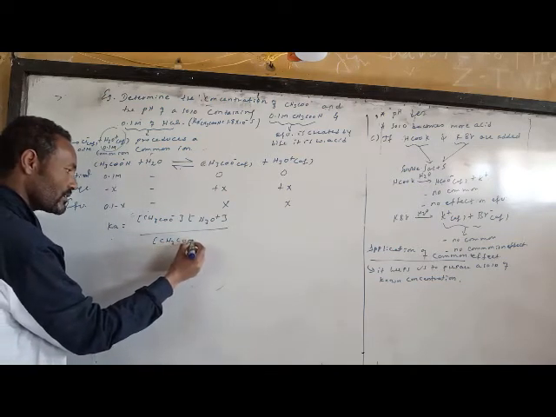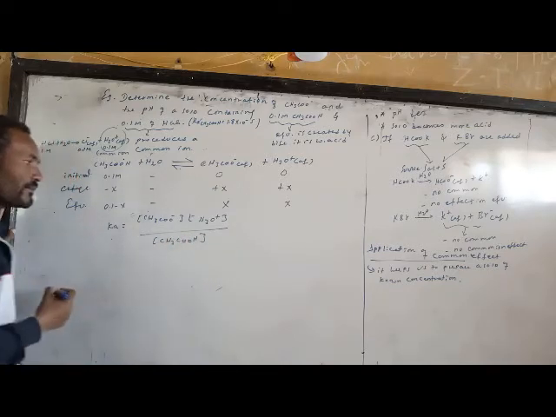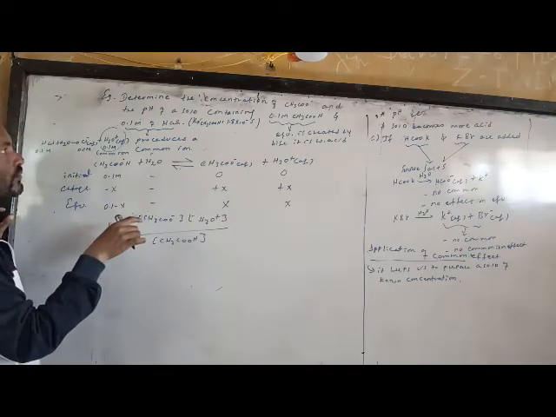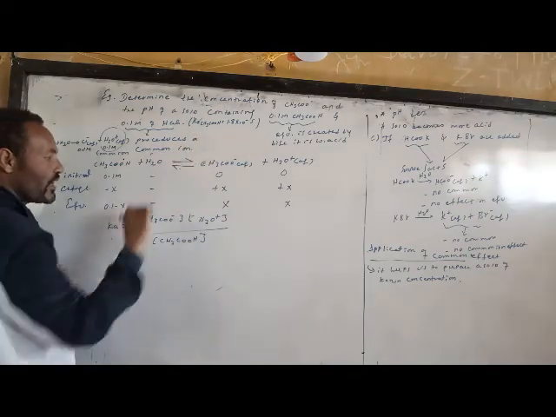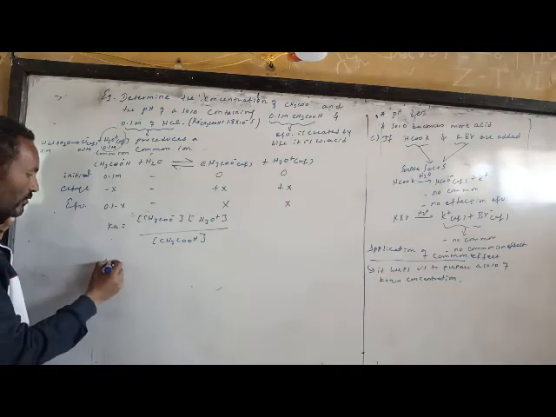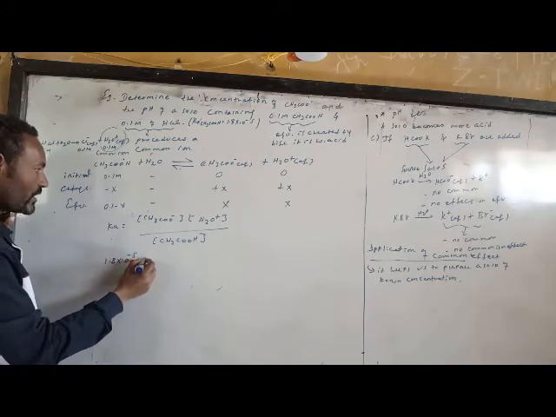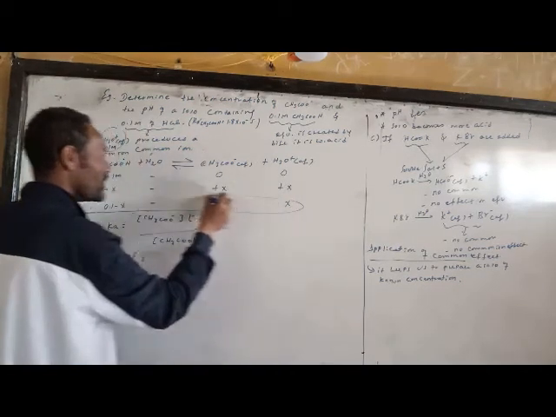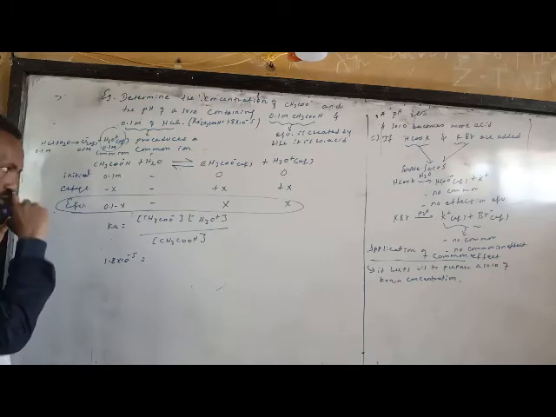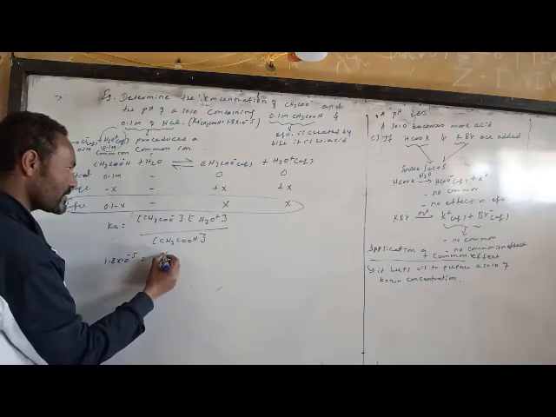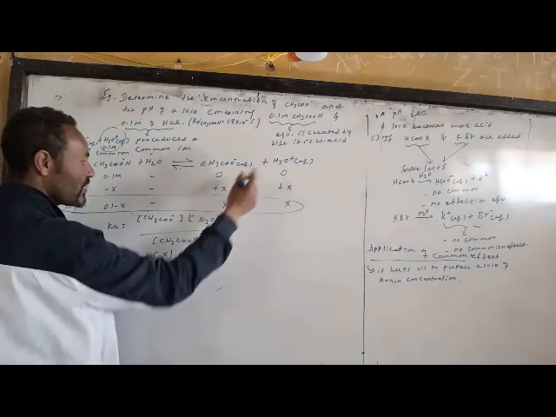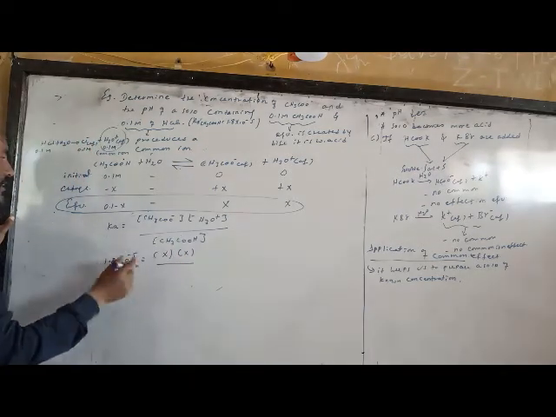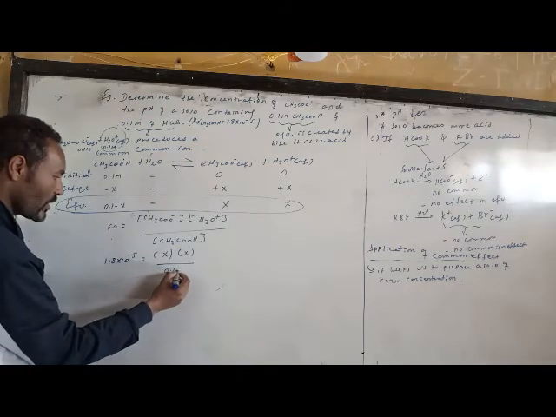So the concentration of acetic acid here. So this is the Ka expression of this equilibrium. Now we have to put all these given values into this equation. Now we get 1.8 times 10 to the power minus 5, which is equal to the concentration of acetate at equilibrium, found to be X, and that of the concentration of hydronium is also X, divided by the concentration of acetic acid at equilibrium, which is 0.1 minus X.